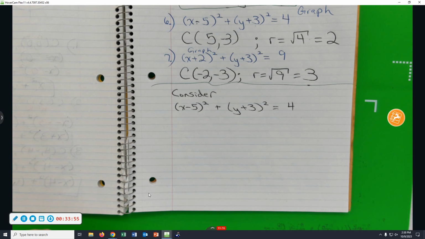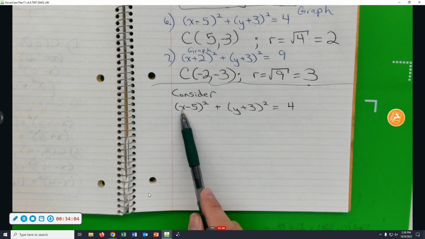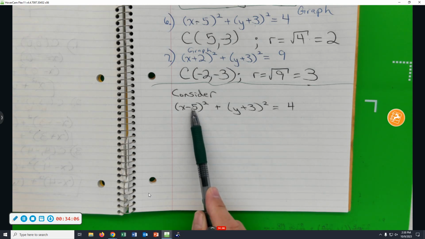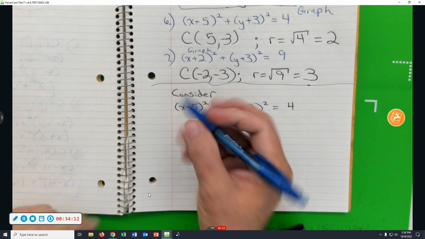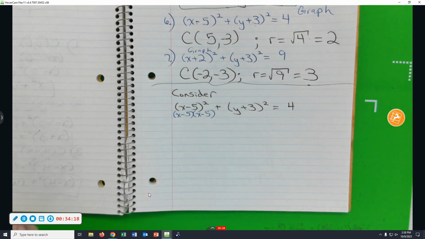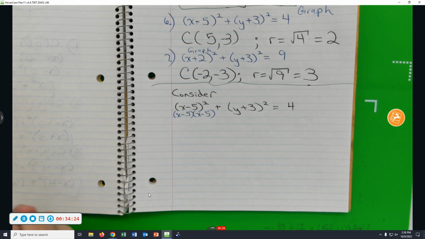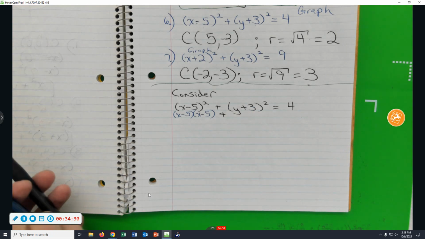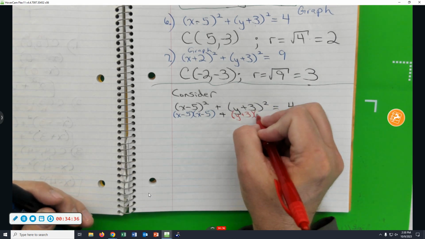Suppose someone went through and removed all the parentheses. Well, x minus 5 squared, we know that's not just x squared and -5 squared. That's a binomial being squared. That means you have x minus 5 times x minus 5. What are we going to have to do to get rid of those parentheses? FOIL them out. We'll do that in a minute. Plus y plus 3 squared. That means you have y plus 3 times y plus 3.